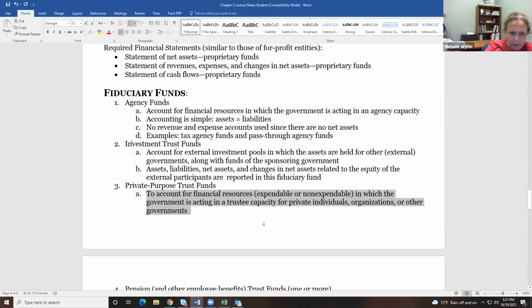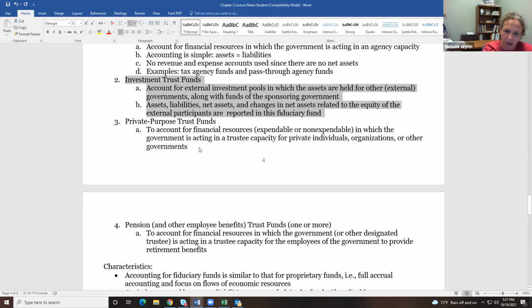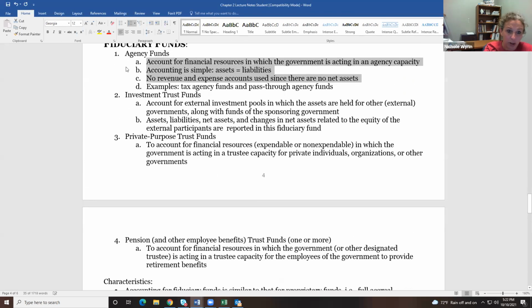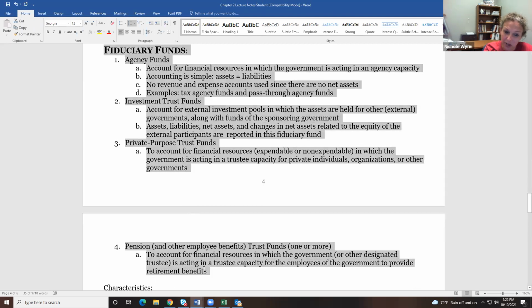So investment trust funds, this is where the investments for the 401k plans or pension plans of the business are, so this is investments that are earning interest and things like that. Pensions is where the actual employee benefits are. Agency funds is like an in and out. So it's when we collect money for taxes and then we have to turn that money over to another entity. We're going to do all of this in chapter 8. So in week 7.